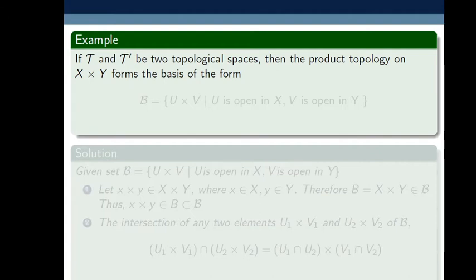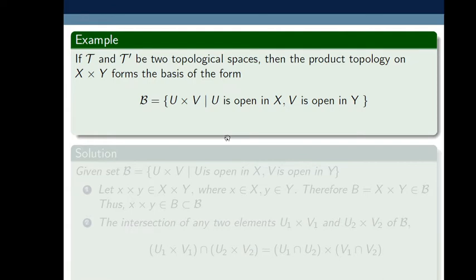Example: if tau and tau dash are two topological spaces, then the product topology on the Cartesian product X times Y forms the basis of the form script B equals the Cartesian product of U and V, that is U times V, such that U is open in X and V is open in Y. So tau and tau dash are two topological spaces, and we define the product topology on the Cartesian product X times Y, which forms the basis script B, which is given as this.